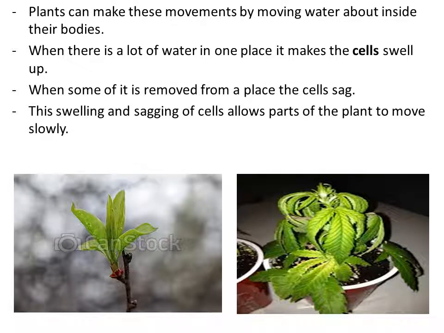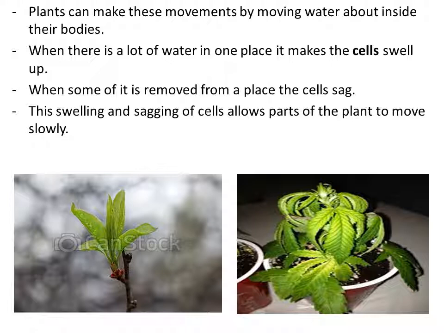Plants can make these movements by moving water about inside their bodies. When there is a lot of water in one place, it makes the cells swell up. It makes the cell what? Swells up, like the picture down in the left. When some of it is removed from a place, the cells sag. You can see it in the other picture in the right.